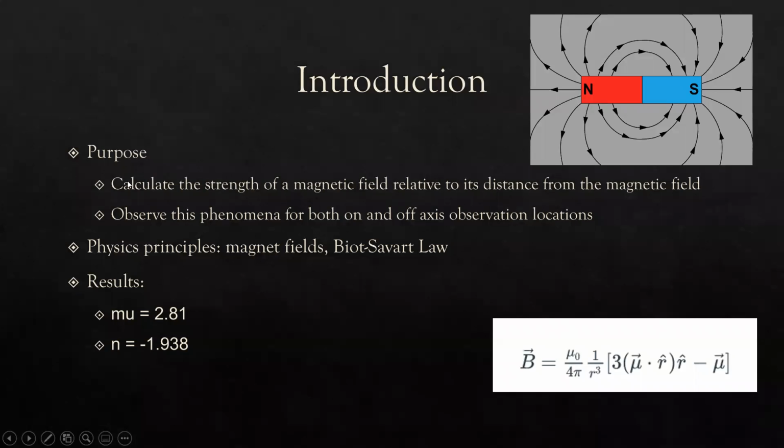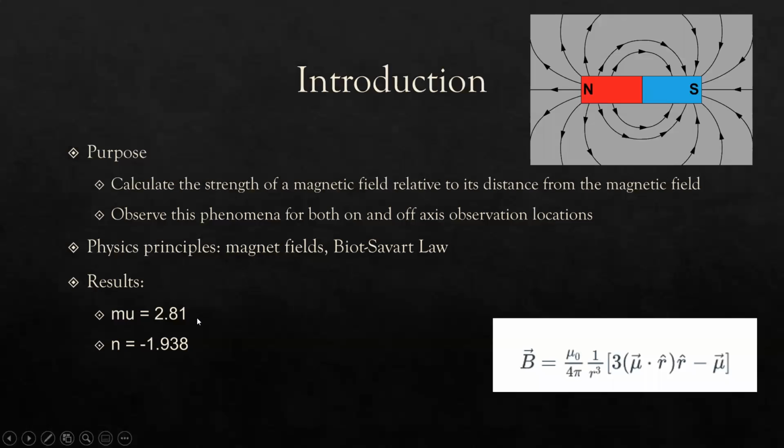This is my introduction. The purpose of this lab was to calculate the strength of the magnetic field relative to its distance from the magnet. We observed this phenomenon for both on and off axis observation locations. The physics principles in this lab were magnetic fields, and we modeled these using the Biot-Savart law, which is pictured in the bottom right.